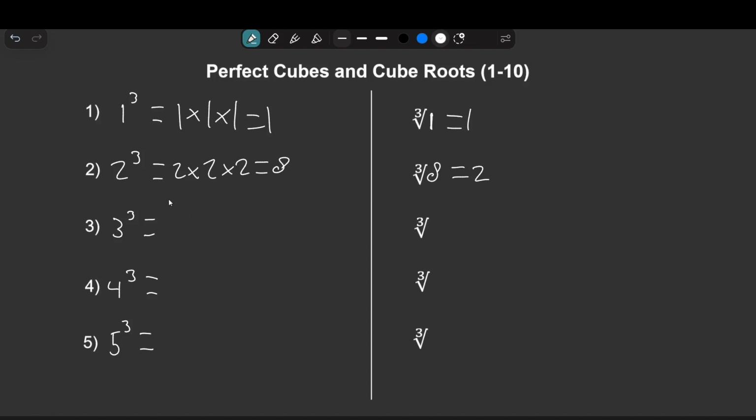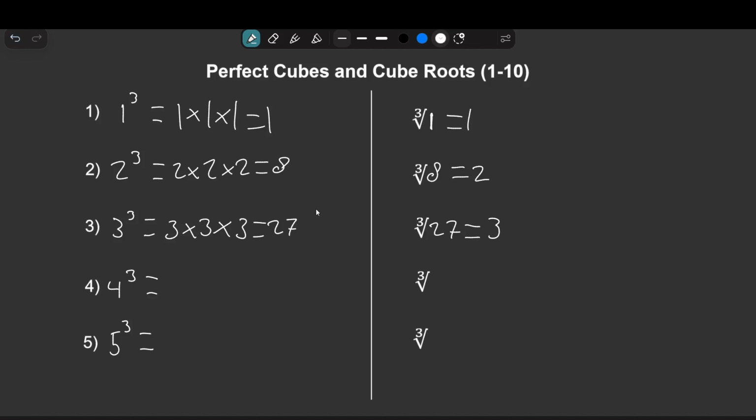So let's move on to number 3. Again, you times the base by itself 3 times. So 3 times 3 times 3. So this will equal 27. So immediately we know that the cube root of 27 will be 3.